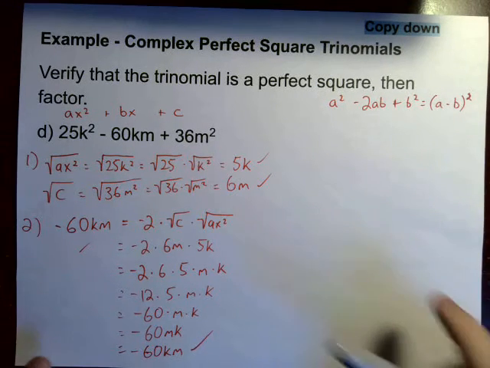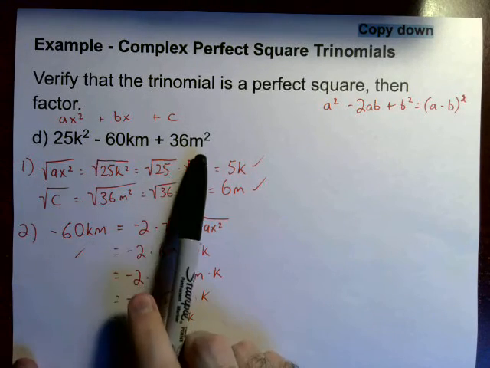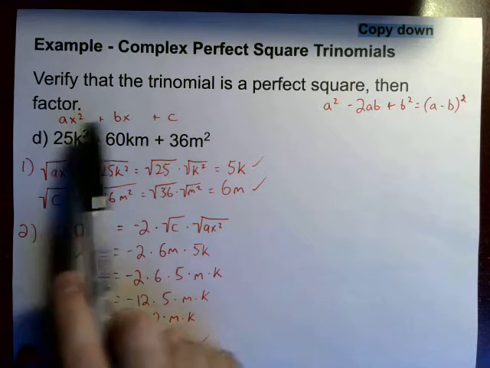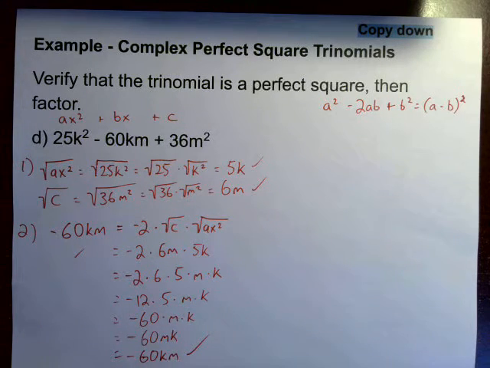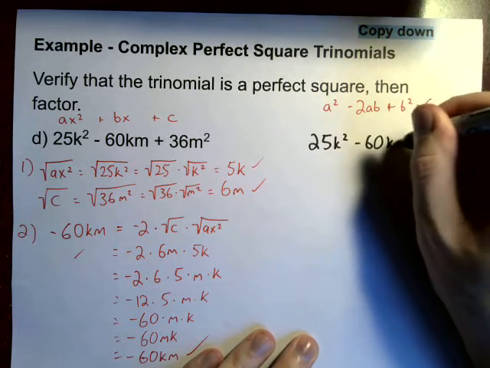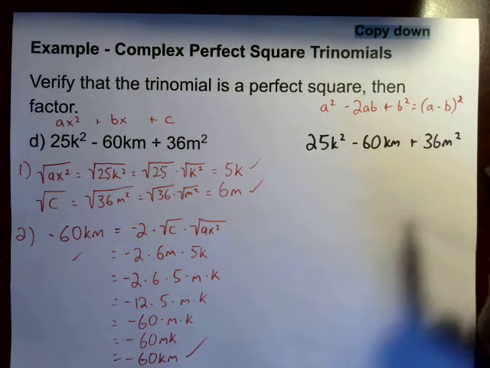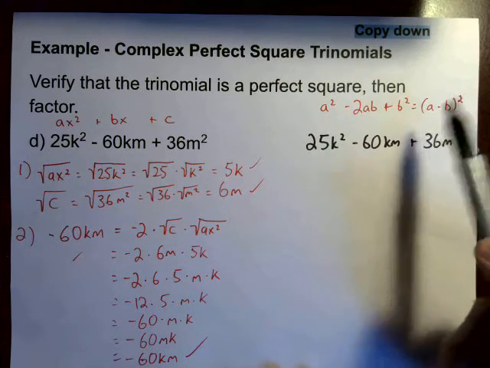So that was really good for us that this is a perfect square, because now we can factor it. Because if you were applying the old strategy of find two numbers that multiply to give you a times c but add to give you b, you'd be looking for some really large numbers there. So in this case, this strategy is very helpful for us. So we're going to have 25k squared minus 60km plus 36m squared over here now. And we've proven through this work that it does fit this pattern.